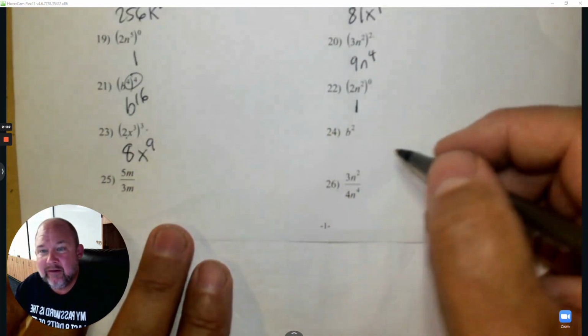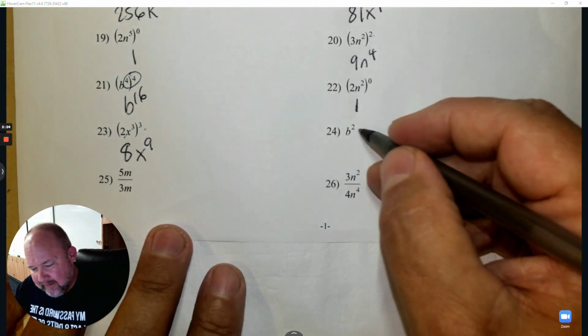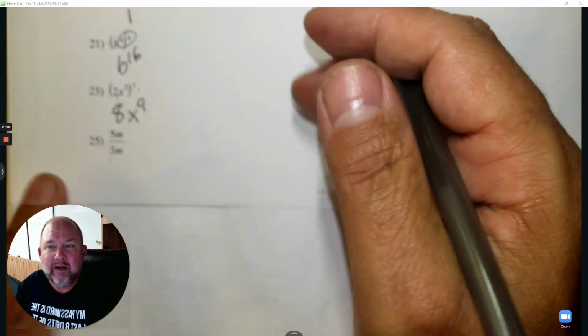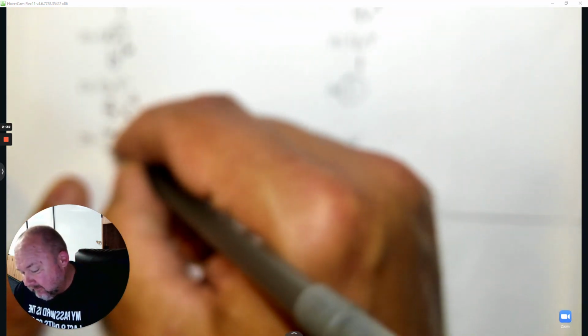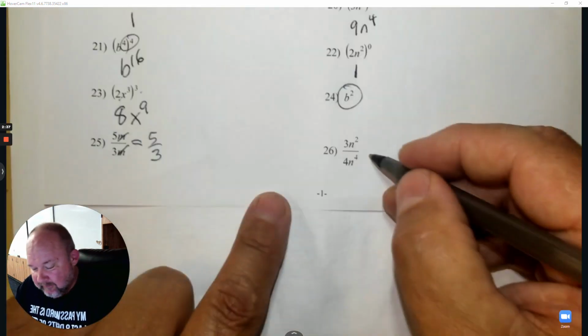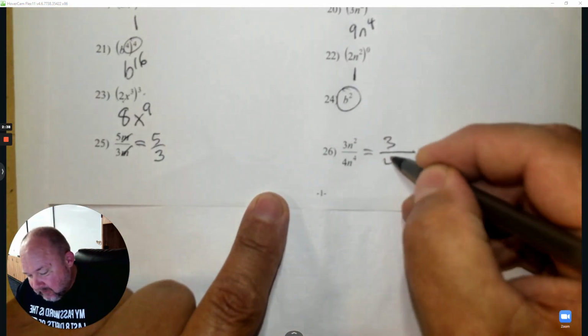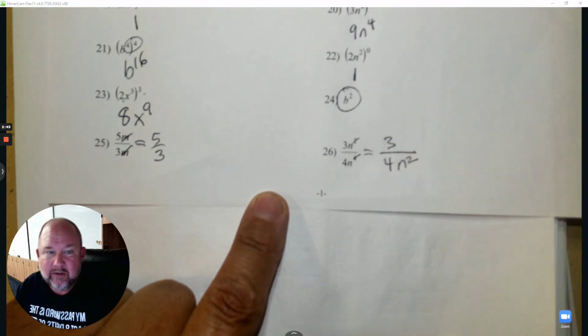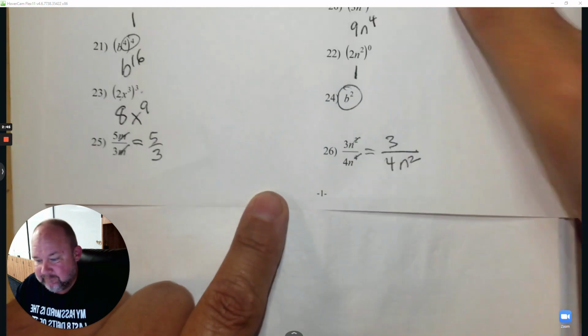And then multiply the exponents. I don't know what this is. That's it. That's the answer. Nothing's happening to it. I don't know what happened to that question. 5 divided by 3 is just 5 divided by 3, and the m's cross out. Here we have 3 over 4. And when I subtract, I have 2 more n's on the bottom. So that's how we're going to write it. All right, second page.